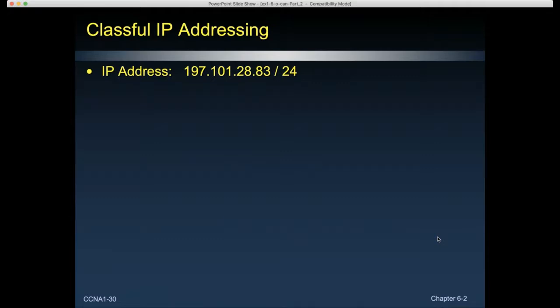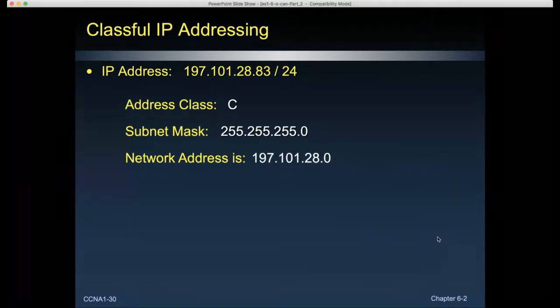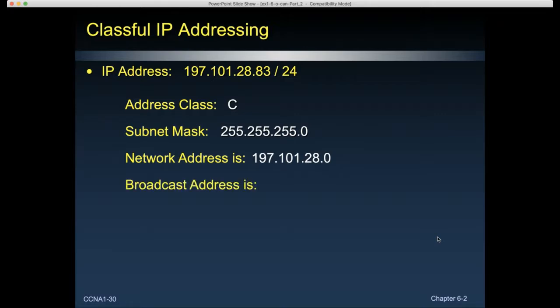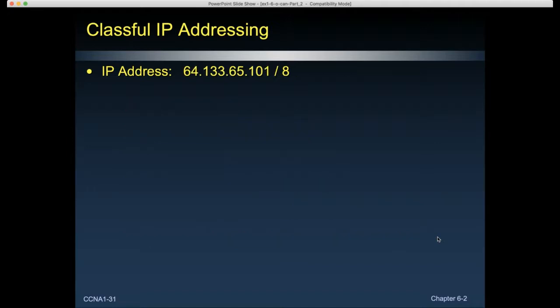Okay, a /24. That's a Class C address. Subnet mask, 255.255.255.0. The network prefix is the first 3 octets, with the last octet set to 0. Remember, 0 is a reserved value for the network, to identify this as the network identity of this network. Broadcast address, let's change that 0 to a 255. That's the broadcast address for a Class C network. So we get 254 available addresses from .1 to .254. Perfect for small businesses or residential applications.